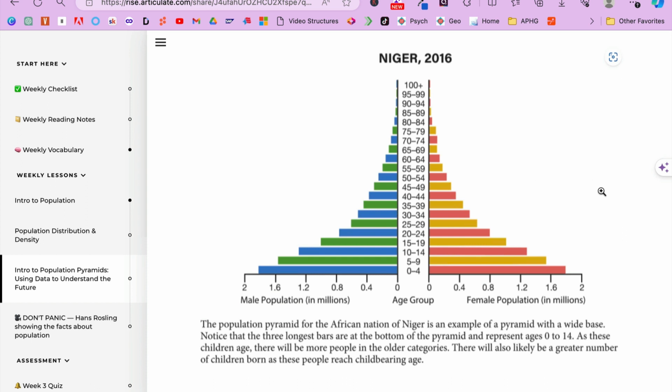So if we look at some examples here, this is going to be, just based on the look of it, a less economically developed country. We have a lot of children. We do not have a lot of people that are older. You can see we call this the working range of people. Lower will be dependents. You can see there are more children than working people as well.